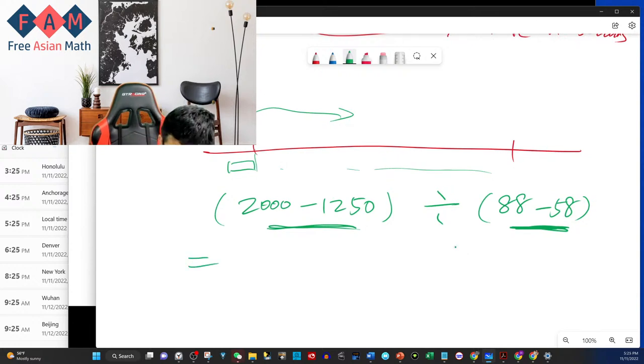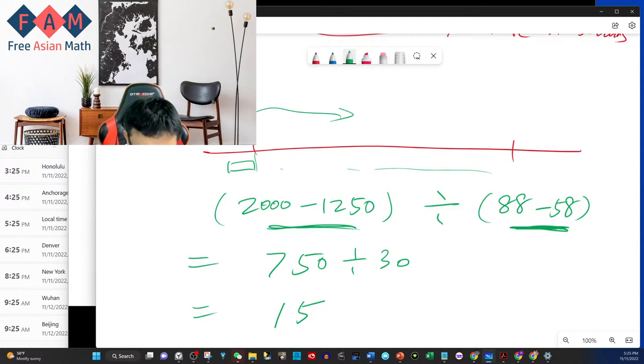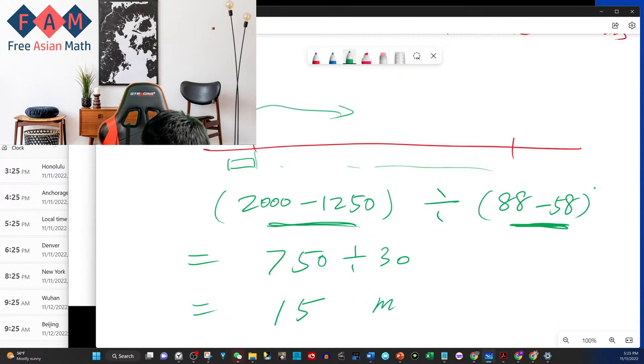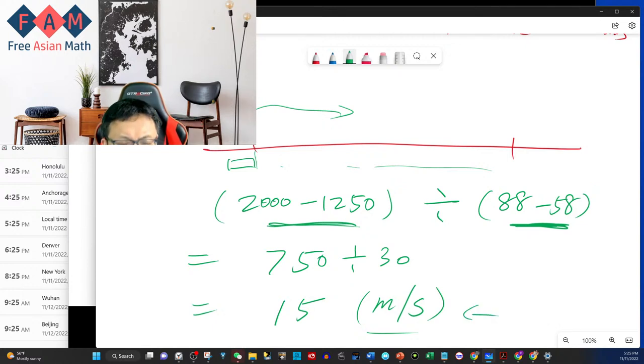So this is truly 750 divided by 30. So this is 15. You have to look at the unit of measurement we use. The tunnel's length is in meters, so we are talking about the distance in meters, and we're talking about the time in seconds. So the speed is meters per second. It's very important every step of the way, at the end, to add a unit to your number, so that you know what you're talking about.